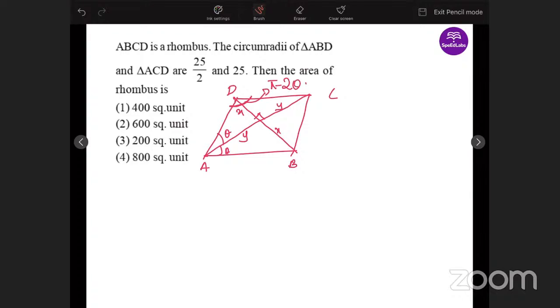Divya. Yes, sir. इसके बाद हम क्या कर सकते हैं? ABCD is a rhombus and the circumradii of triangle ABD and triangle ACD are given as 25 upon 2 and 25. Then the area of the rhombus. तो ABD का पता है और ACD का पता है. So in triangle ABD, if you apply the sine rule, what would be the answer?